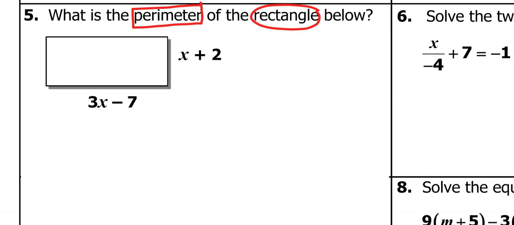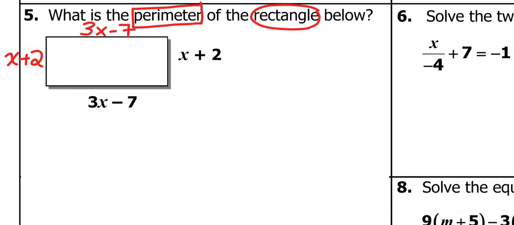So this side, x plus 2 on the right, is going to be the same as the side on the left. It's also going to be x plus 2. The bottom is 3x minus 7. So the top should also be 3x minus 7. Now the question is, why is that important?